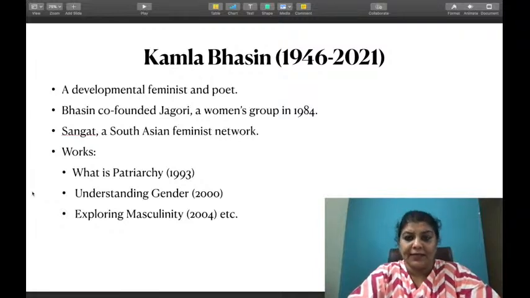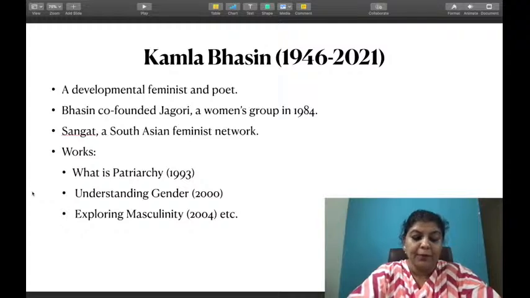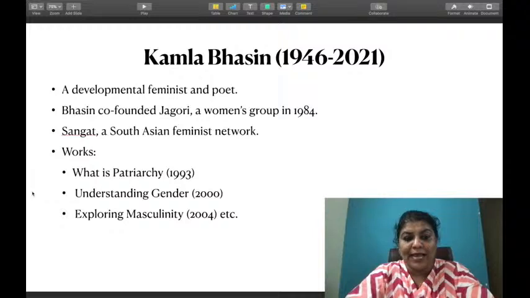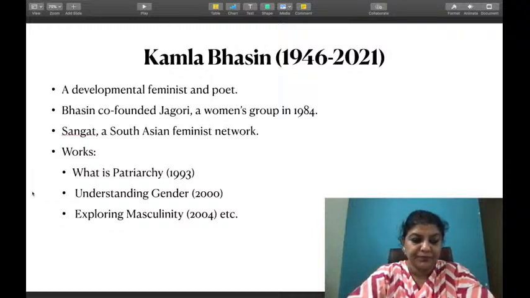Then Kamla Bhasin. She died recently, as you might have heard. Very, very important figure. And Kamla Bhasin was a developmental feminist and poet. Developmental feminist means she did considerable work in human development, in development studies, as it is called. She was based in New Delhi, where she founded Jagori, a women's group. Sangat, a feminist network, also is very famous.